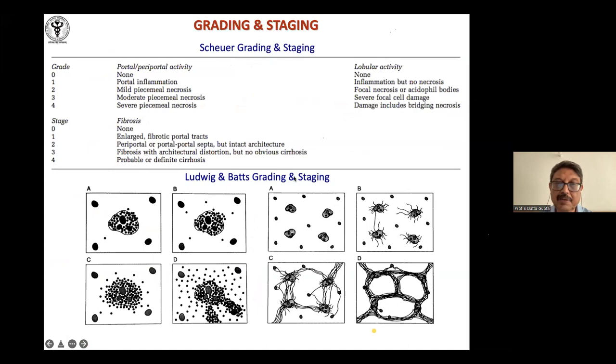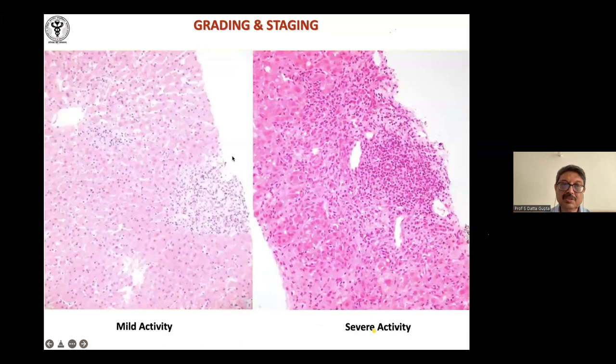Basically, it's a similar thing. How much portal inflammation is there? How much interface? How much lobular inflammation and necrosis is there? And fibrosis, how much? There is a fibrosis stage of 6 in the previous one, which I showed you. And many thought that a 4 would be much easier and better. So it depends what you do. So this is mild activity, severe activity. So you get to see a similar thing.